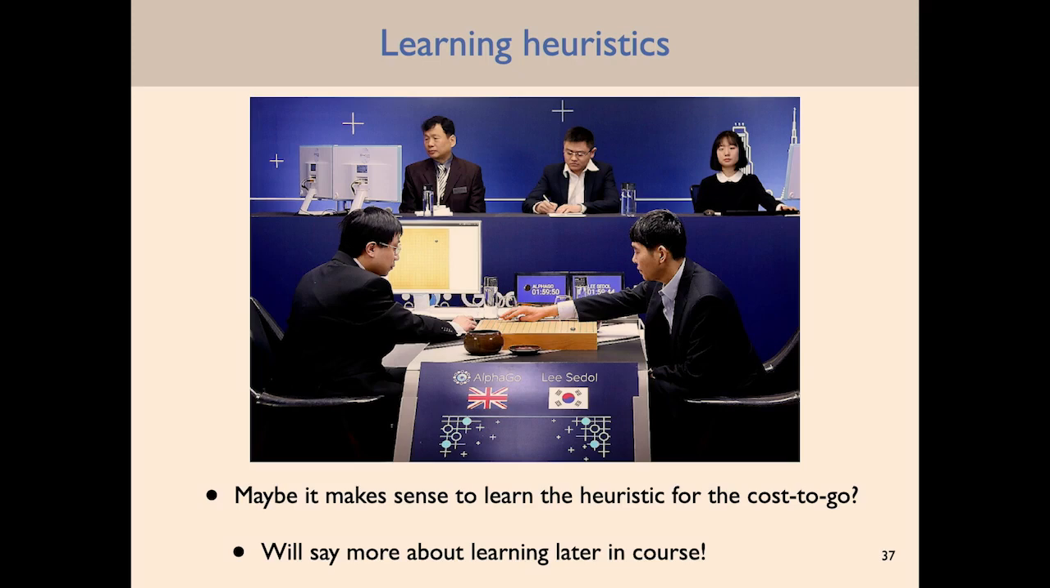That idea is what was used in the AlphaGo system that beat the world champion in Go, back in 2016. They were using some graph search algorithms. The specific algorithm they use is what's known as Monte Carlo tree search. But the main idea was to estimate the cost to go, the value function as it's known in the learning domain, for different configurations of the Go board.